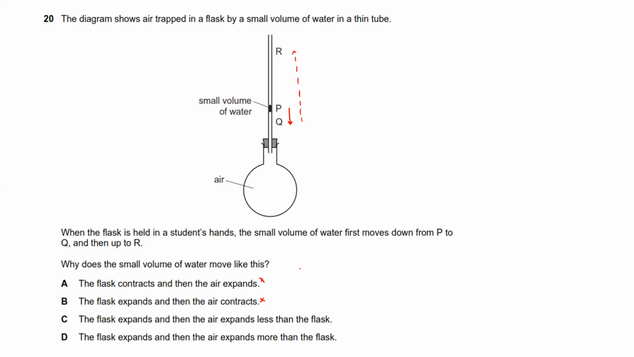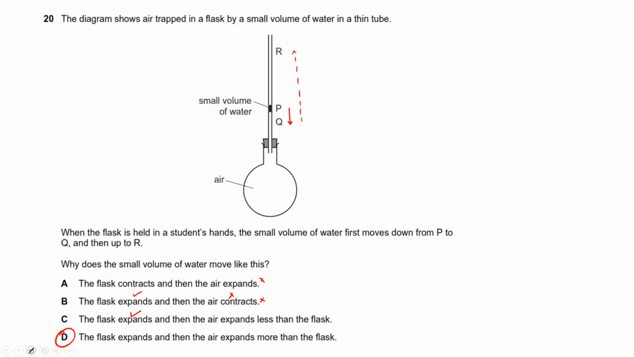So first the flask will expand and then the air will expand. Okay, so flask expands, yes. Air contracts, no. Flask expands and the air expands less than the flask. If air expands less than the flask, it will come down. So no. So air expands more than the flask. So the flask expands, and the air expands more than the flask.